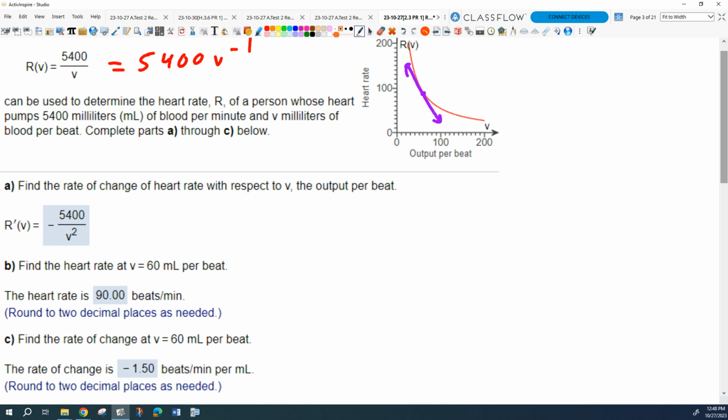Okay, and the answer is, well, we could plug in 60 and see. We get 5,400 over 60 squared, 3,600. So what is that? About 1.5? Yeah, so negative 1.5. Right, there's our answer. Negative 1.5 beats per minute per milliliter. What's that mean? That's so weird. What does that mean? Beats per minute per milliliter.